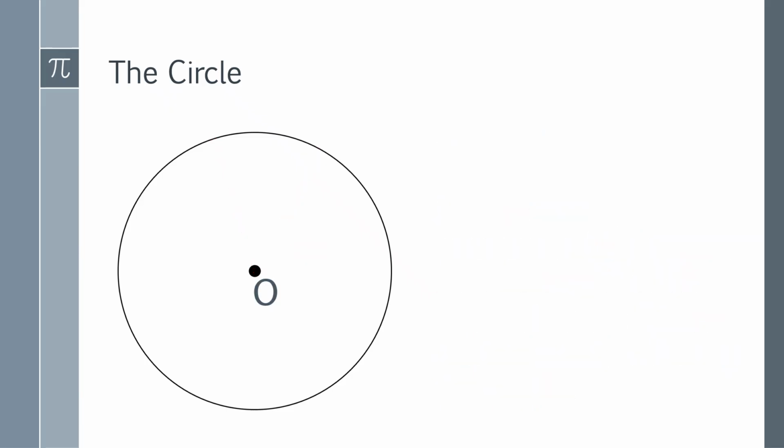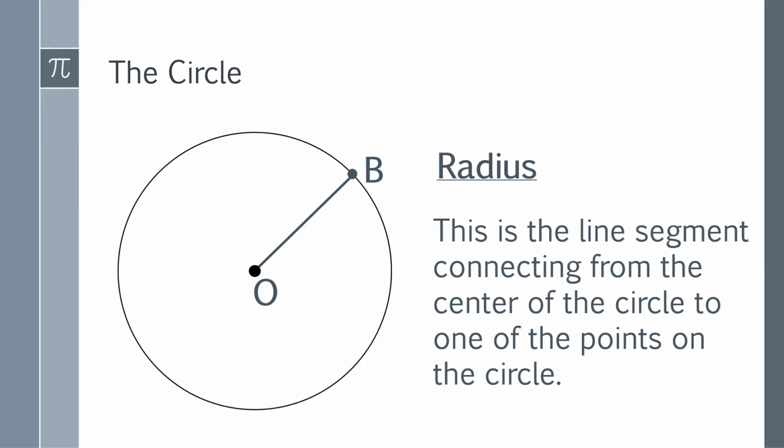Let's say we have a circle O and we have point B here that is connected to the center of the circle, which is point O. Let's have the point of the circle, point B. This line segment OB is known as the radius, or the plural of this one is radii. So what is the definition of radius? When you say radius, it is a line segment connecting from the center of the circle to one of the points on the circle.